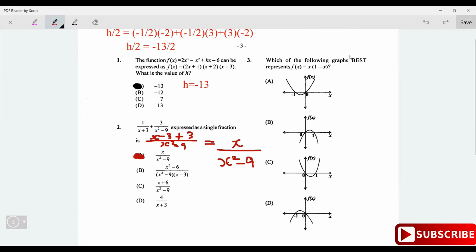Nice. Question 3, which of the following is x times 1 minus x? All right, because the x squared term is negative, this is a maximum function with roots 0 and 1, which is option B. Easy.